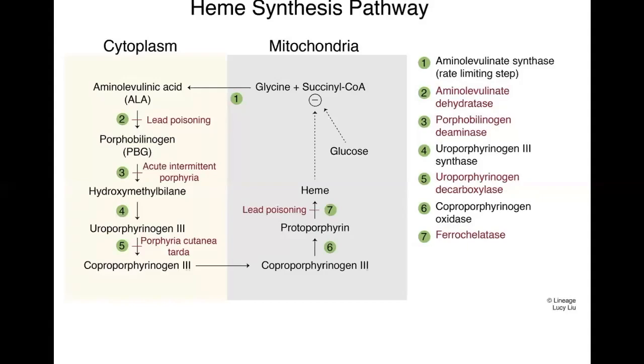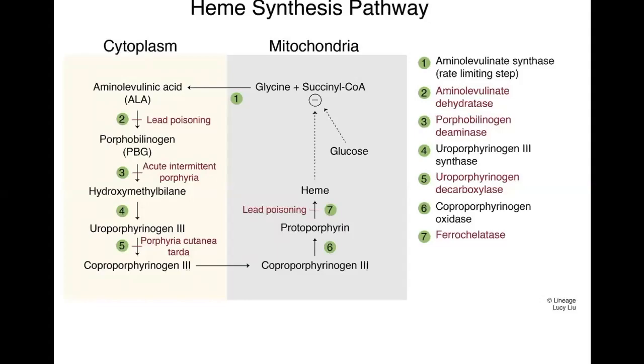Look at step number 3, which is your porphobilinogen deaminase. PBG deaminase, what's the condition? Acute intermittent porphyria. Now, there is a condition, look at number 5, wherein you have a deficiency in your uroporphyrinogen decarboxylase. And this leads to the condition known as Porphyria Cutanea Tarda, PCT.